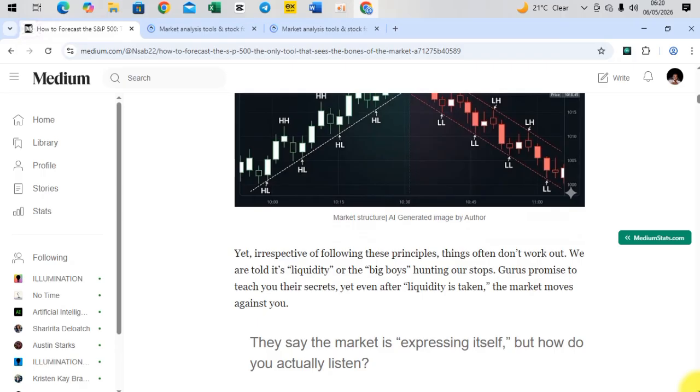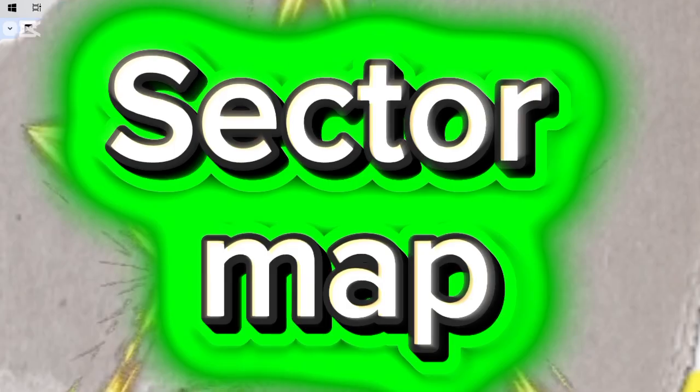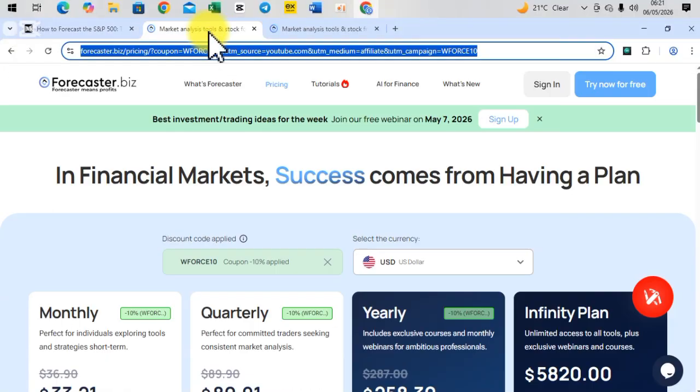Gurus promise to teach us or reveal such secrets, yet even after liquidity is taken, the market moves against us. They say the market is expressing itself, but how do you actually listen? So we are going to discuss a powerful tool called sector map that you can find on a platform called forecaster.biz.